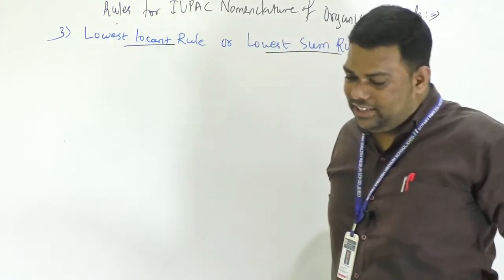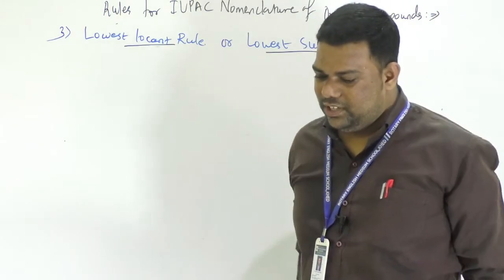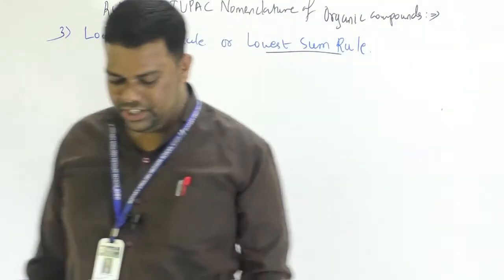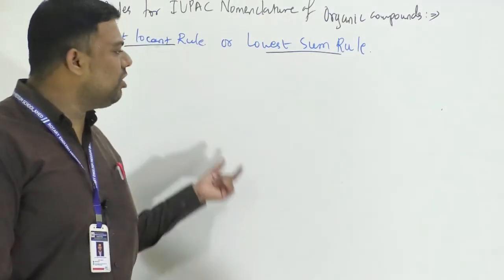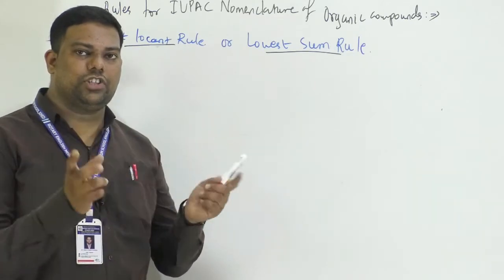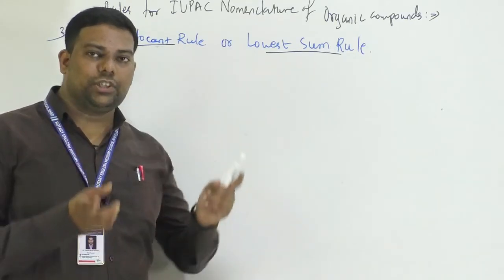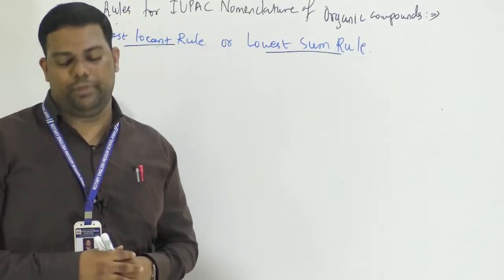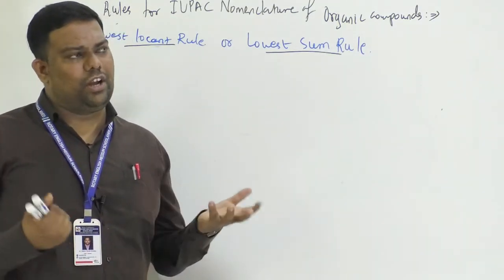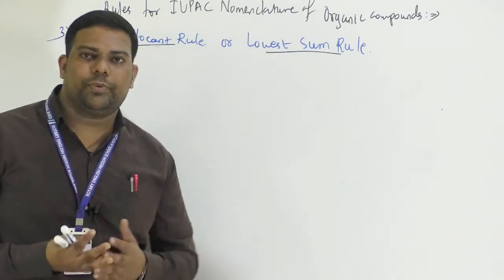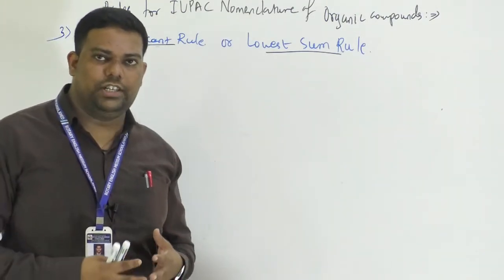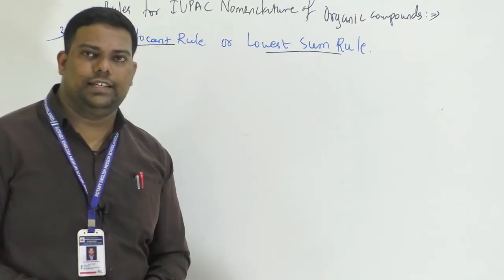If the parent chain of carbon atoms is numbered in such a way that the sum of the positions of the side chains is minimum, so whatever the sum of positions of the substituents, it must be minimum. And as you know, if an alkene and an alkyne are present, you first give preference to alkene, then alkyne.